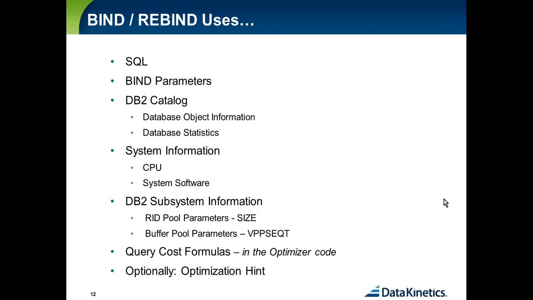So when we bind and or rebind, as DB2 optimizes and creates access paths, what's being used? Well, it uses the SQL, and it uses the bind parameters, some of which we just looked at. It uses information in the DB2 catalog, the system catalog tables, SYSIBM, object information, as well as statistics. So you want to make sure that your RUNSTATS are up to date and accurate. Using accurate RUNSTATS is one of the biggest factors in getting optimal performance.